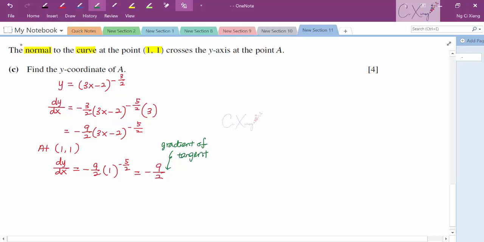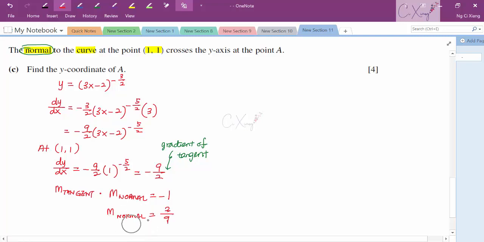Okay, but now we are interested in the gradient of normal. Okay, we want to form the normal equation. Therefore, since we know that the gradient of tangent multiply with gradient of normal should be equals to 1, right? Sorry, it should be equals to negative 1 because they are perpendicular to each other. Therefore, the gradient of normal should be equals to 2 over 9.